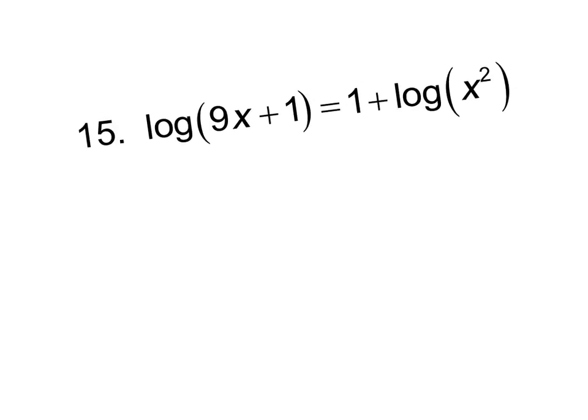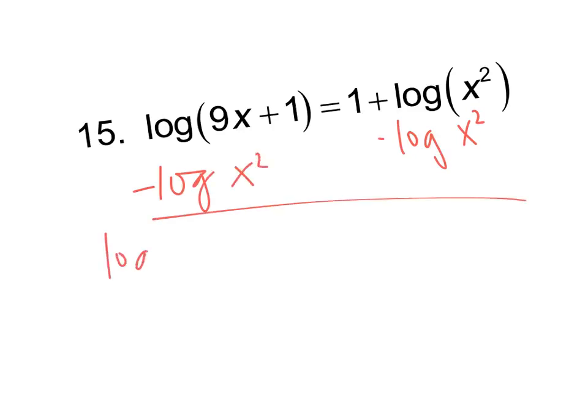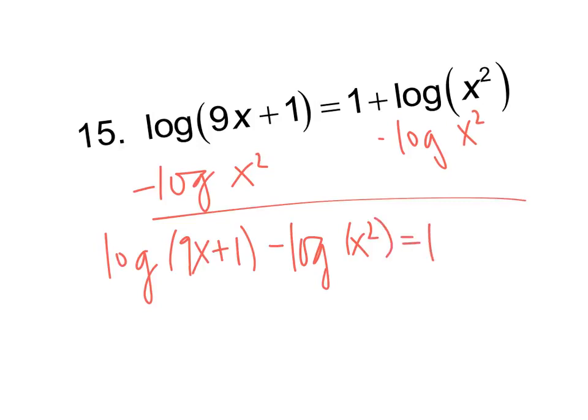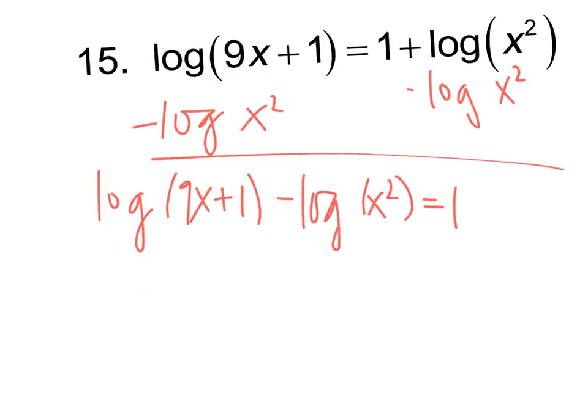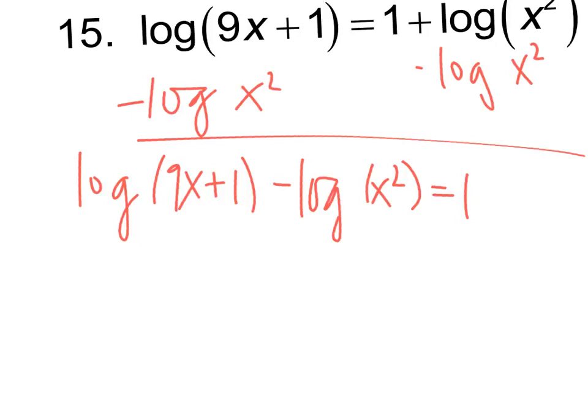Yes, I need to get all the logs on one side, so I'm going to subtract the log of x squared from both sides. And I end up with the log of 9x plus 1 minus the log of x squared equals 1. I can put in a fraction because it's subtracted here. That means that I can turn this into one log, and that one log will be division. So the log of 9x plus 1 divided by x squared.